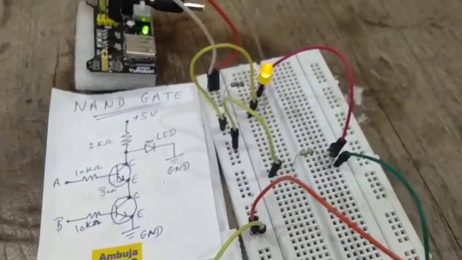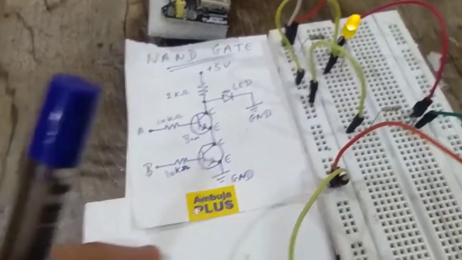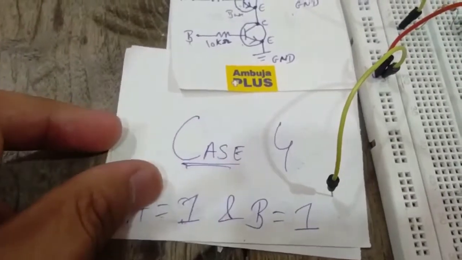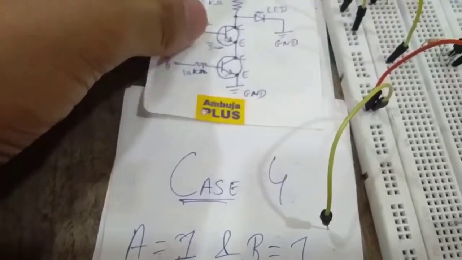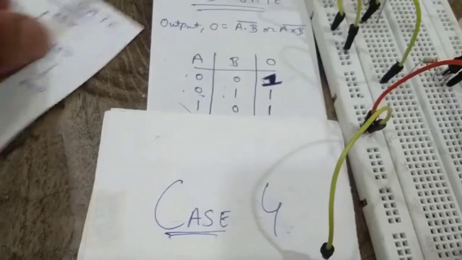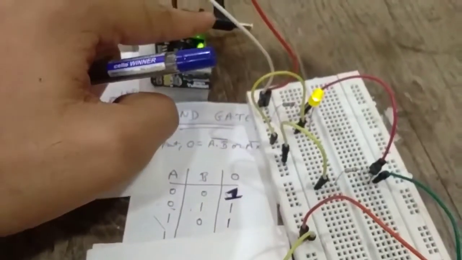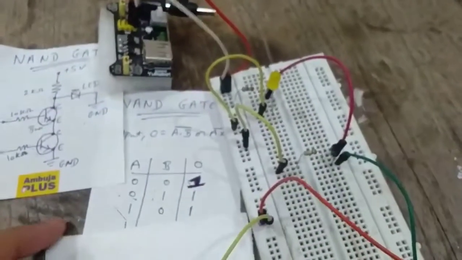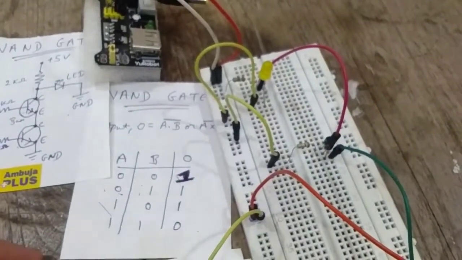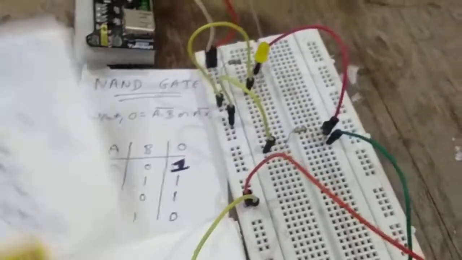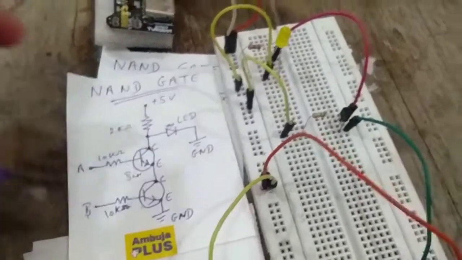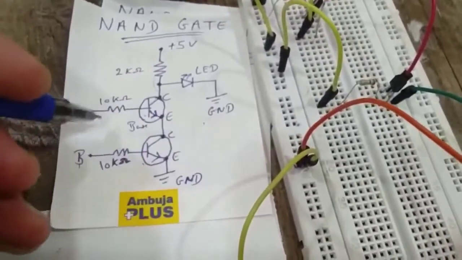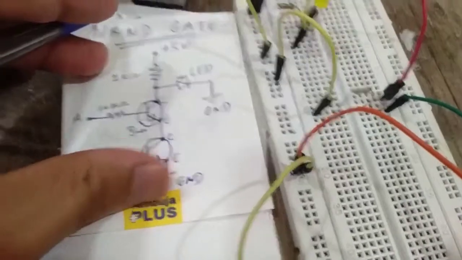Now coming to the last case, which is the fourth case, when A is 1 and B is 1, both A and B are 1. Now for this case, according to the truth table, when A and B both are 1, the output should be 0. Now here, let's just power off this first. So in this circuit, when A is 1 and B is 1, let me explain how the working will be for this case through this circuit first.